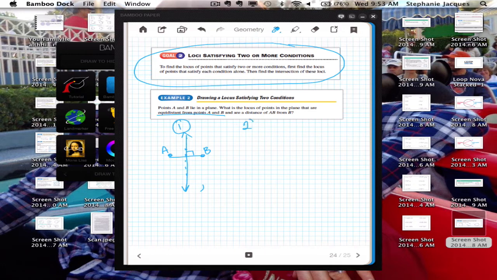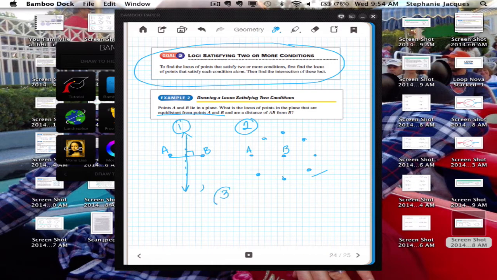Now I'm going to look at my second condition. Now it says a distance of AB from B. So I draw my A and my B again. So I have my A and my B. So I have this distance. Now they want to find what are the other locus of points that have that distance from B. So I go over this way, the same amount. I go down the same amount. I go up the same amount. I go diagonal. I get as many points as I can. And so what we see is forming is a circle. So I have that circle there.